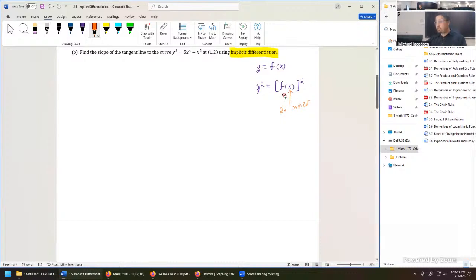So that's our innermost function. The squaring function, the power 2 function, is going to be the outer function. So here's function 1. Outer is effectively just y equals x squared, but in place of x, we put in the entire function, f of x. Now let's imagine we're differentiating y squared.